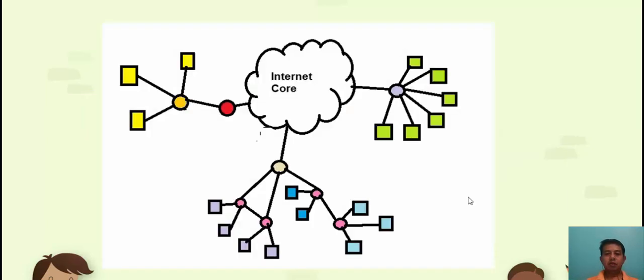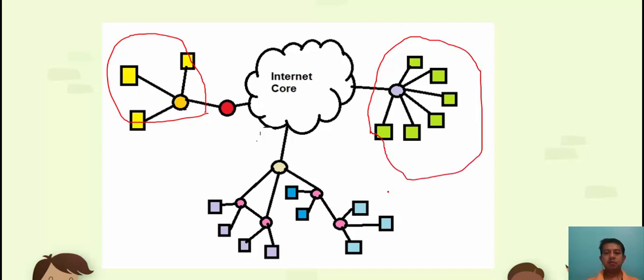Now let us have a networking example. Say we have three different networks. This is a network of an organization. Say this is a small organization where there are a few number of computers. This is a medium level organization which has some more number of computers, and this is a much bigger organization which has a lot of number of computers.